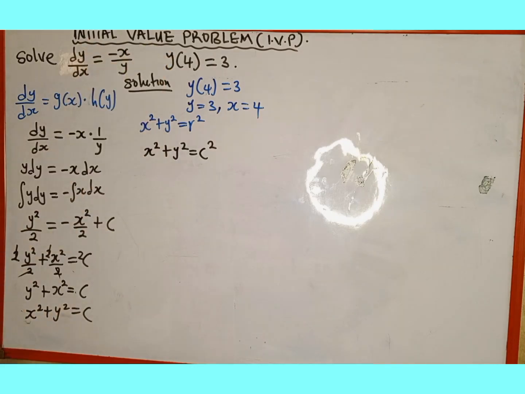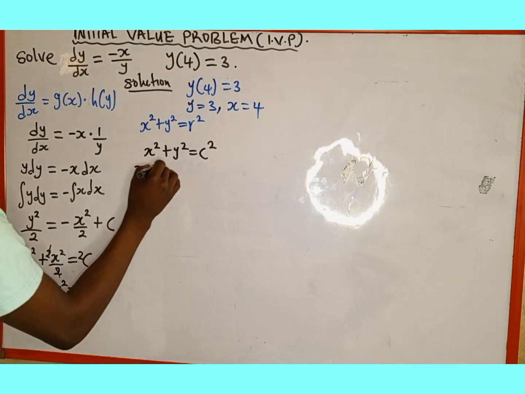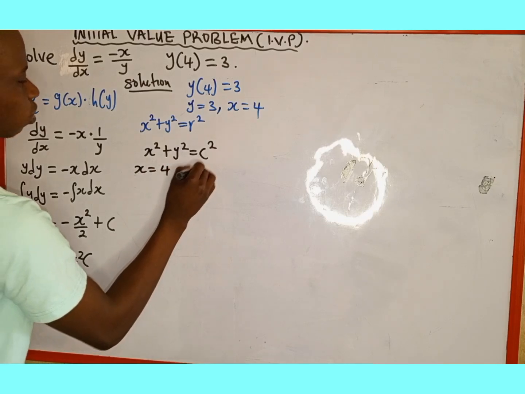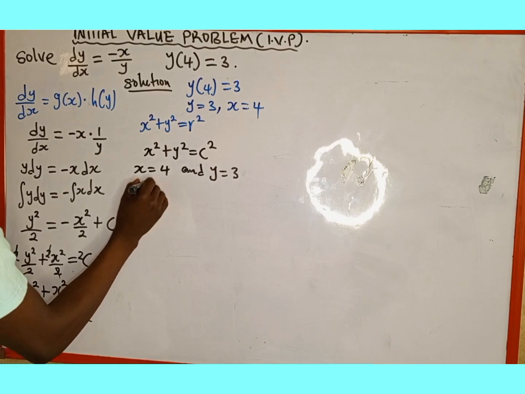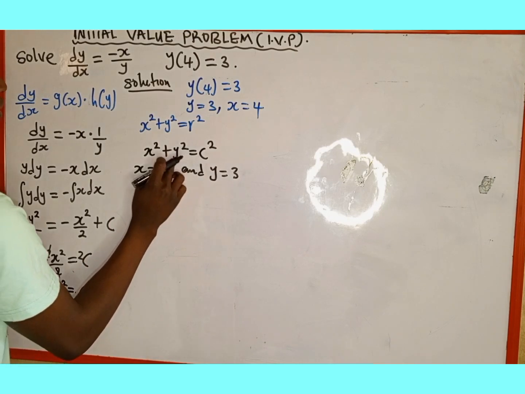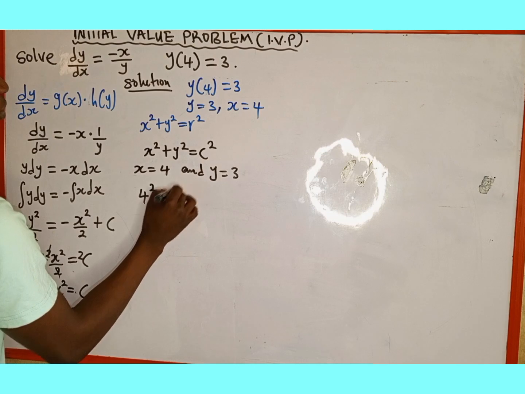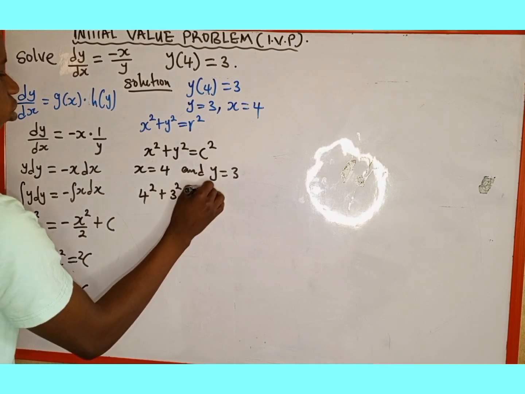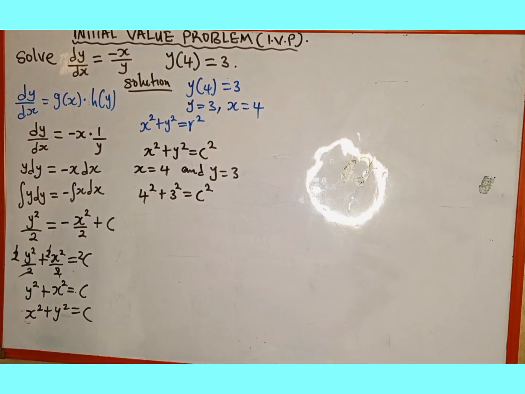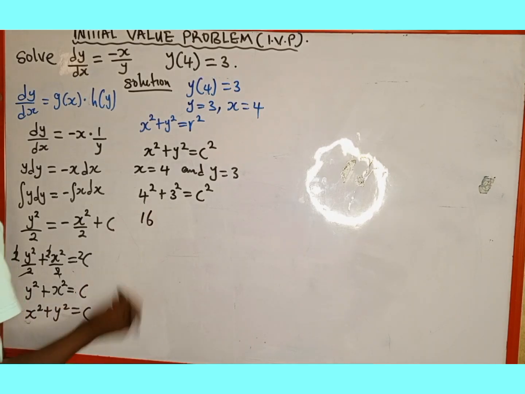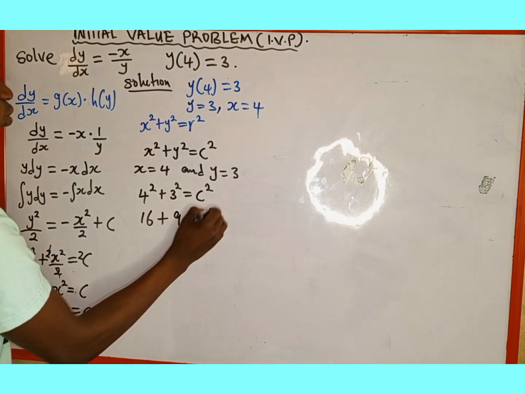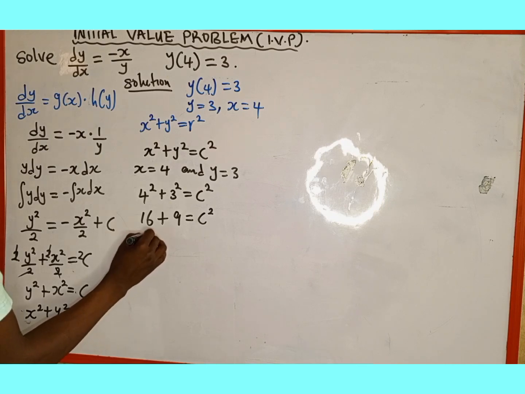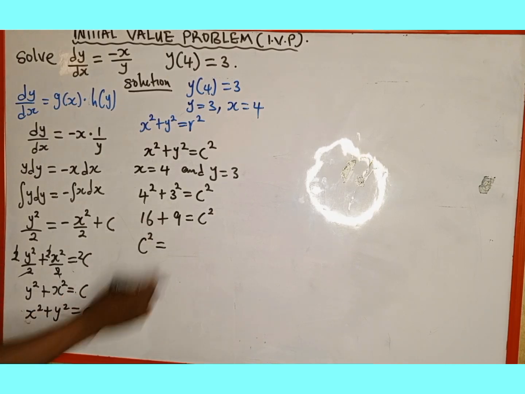Now we can substitute the value of x is equal to 4 and y is equal to 3. So x is equal to 4 is going to give us 4 squared plus y is equal to 3 is going to be 3 squared, which is equal to c squared. So 4 squared implies 4 multiplied by 4, which will give us 16. Then plus 3 squared implies 3 multiplied by 3, which is 9, which is equal to c squared. So c squared will be equal to 16 plus 9, which gives us 25.